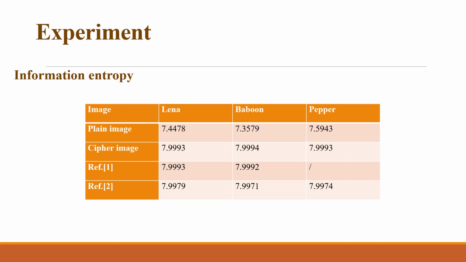entropy is 8. The table shows the information entropy of the plain images of Lena, Baboon, and Pepper and their respective cipher images. It can be seen from the table that the information entropy of the Lena cipher image is equal to that in reference 1, and the other 2 images are slightly higher than those in reference 1. Meanwhile, the 3 information entropies are much higher than those in reference 2. Therefore, the encryption effect of the algorithm in the paper is better.